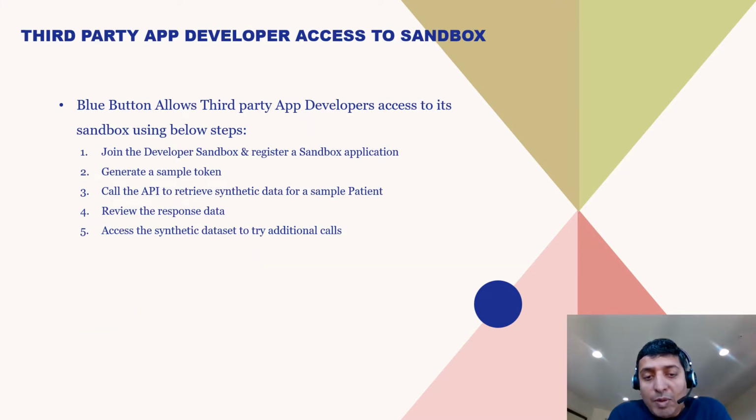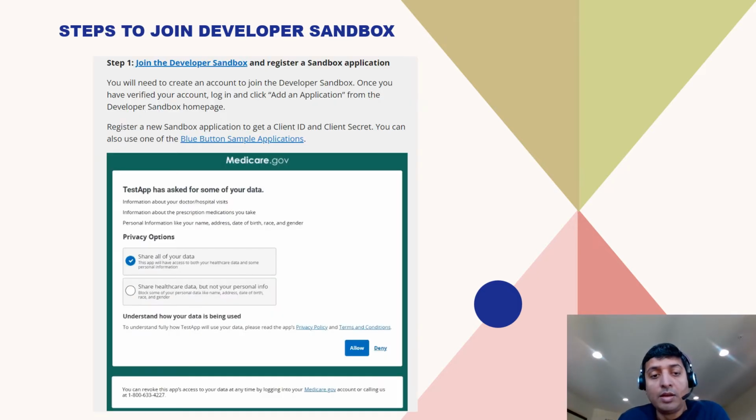The third-party app developer sandbox access. The Blue Button allows third-party app developers access to the sandbox using below steps. Join the developer sandbox and register a sandbox application. Generate a sample token. Call the API to retrieve synthetic data for a sample patient. Review the response data. Access the synthetic dataset to try additional calls.